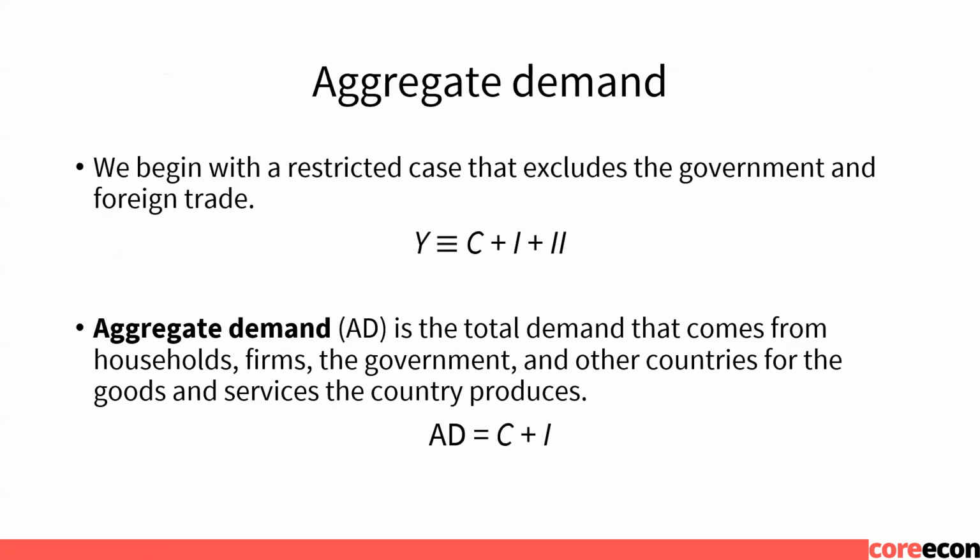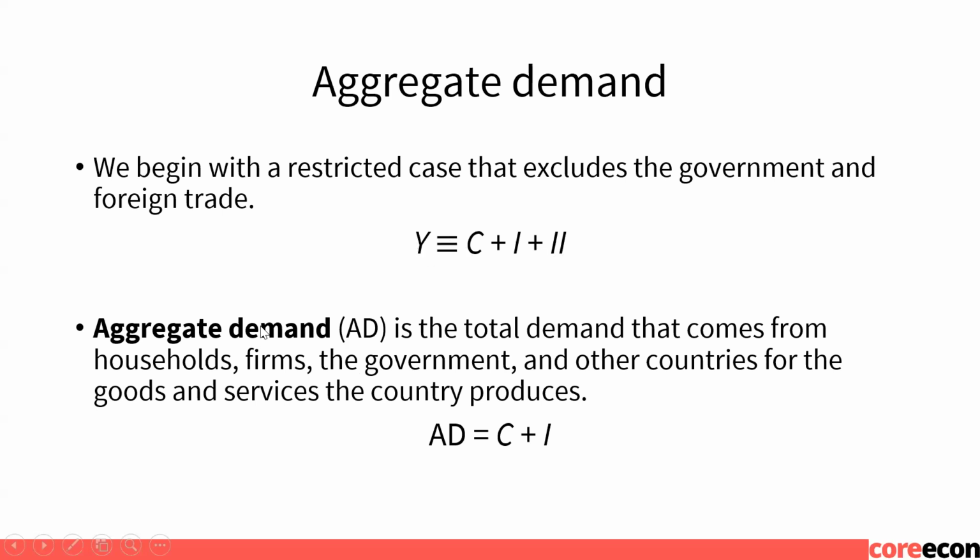Now it has two components. First of all, we begin by restricting the cases to cases where we have consumption, investment, and inventories only. So we don't have government expenditure and foreign trade in this model. This is just a simplifying assumption. We will extend this model to include government expenditure and foreign trade later. But we start with consumption, investment, and inventories adding up to the national income.